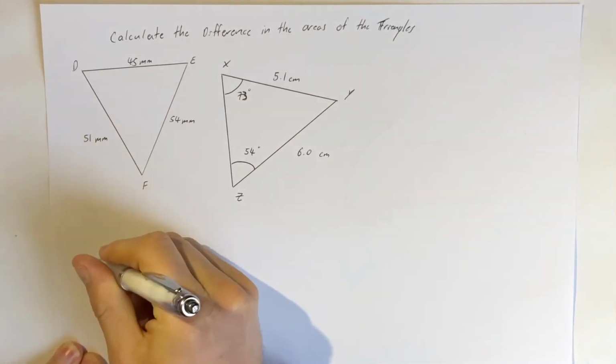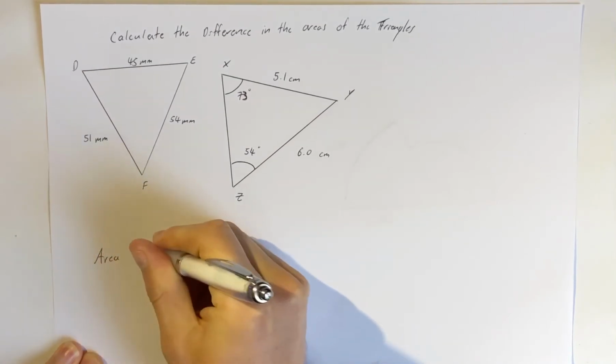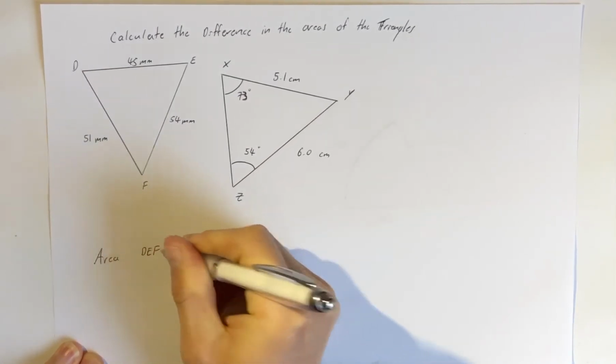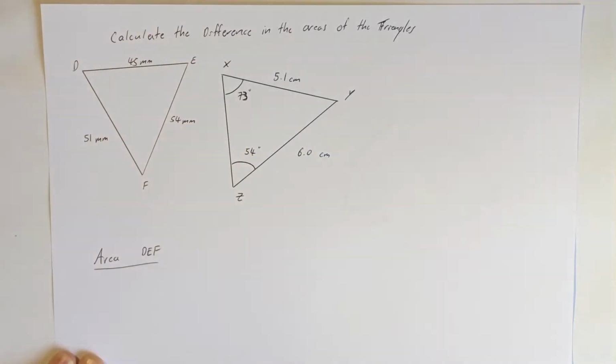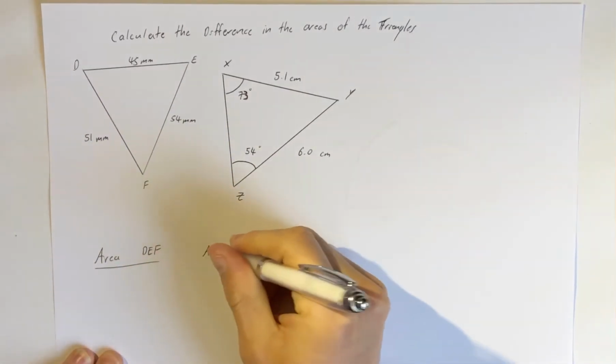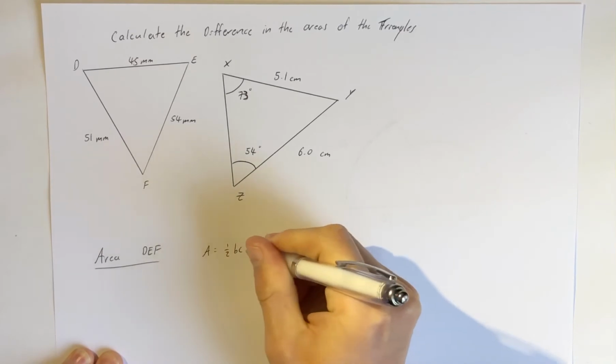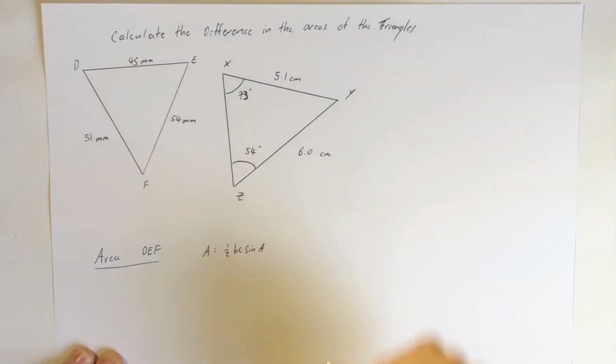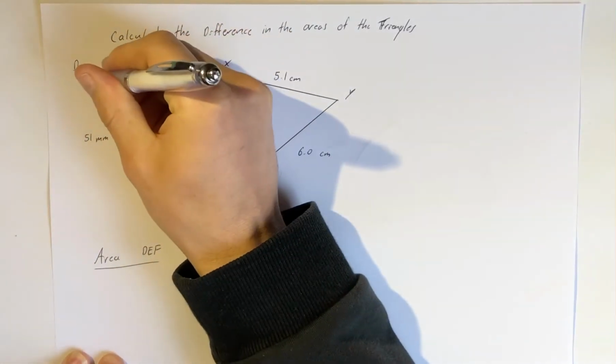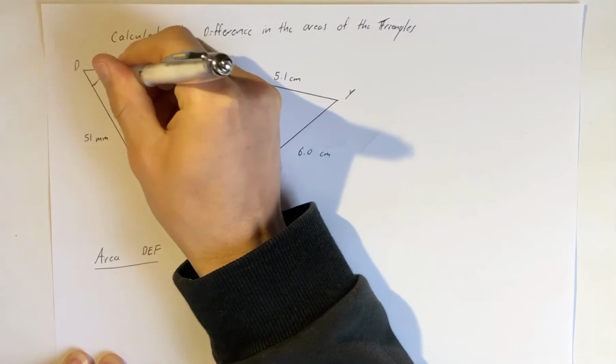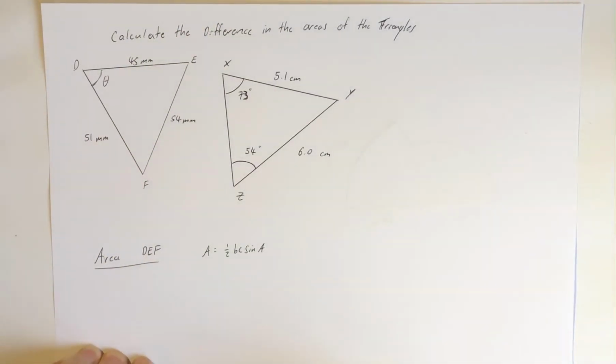So area of DEF, we'll do this triangle here first. Well, the first thing that we need is an angle, don't we, so that we can use the area formula, which is a half bc sine A. So what would be a good angle for us to find? I think I could pick any three. I'm just going to go for this angle here. I'm going to call it angle theta.